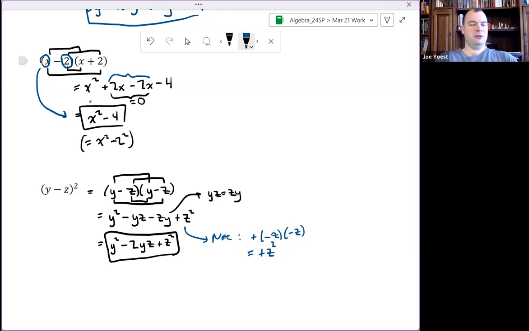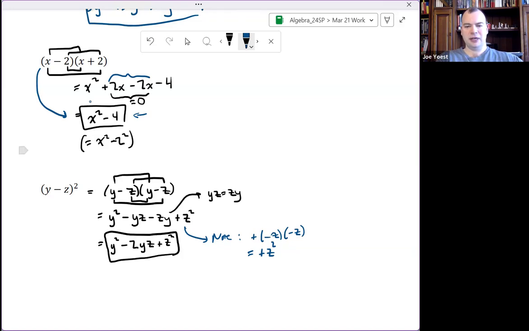So if we recognize this pattern, we could cut out the foiling step and just go right to the answer. I recognize that it's a binomial times a binomial, same two terms in each binomial. One has a plus sign, one has a minus sign. So their product is going to be this difference of two squares.